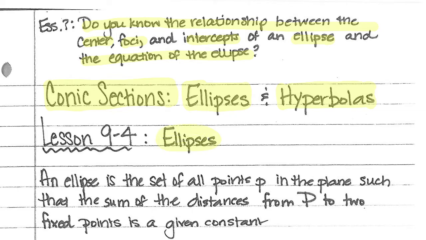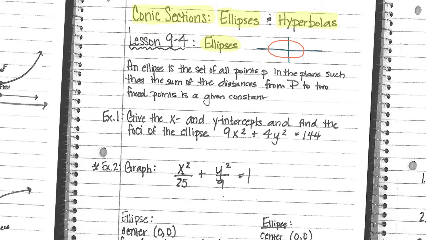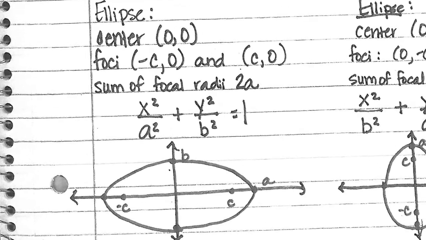An ellipse is a set of all points P in the plane such that the sum of the distance from P to two fixed points is a given constant. Well, that probably means nothing to us so far. But what we do know is that an ellipse is not a circle. It's more of an ovular type circle, so it looks like a football or an oval. Let's go ahead and look at the ellipses.